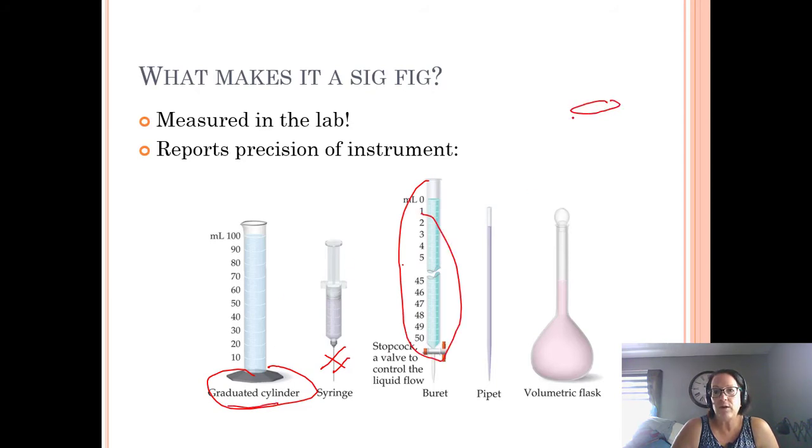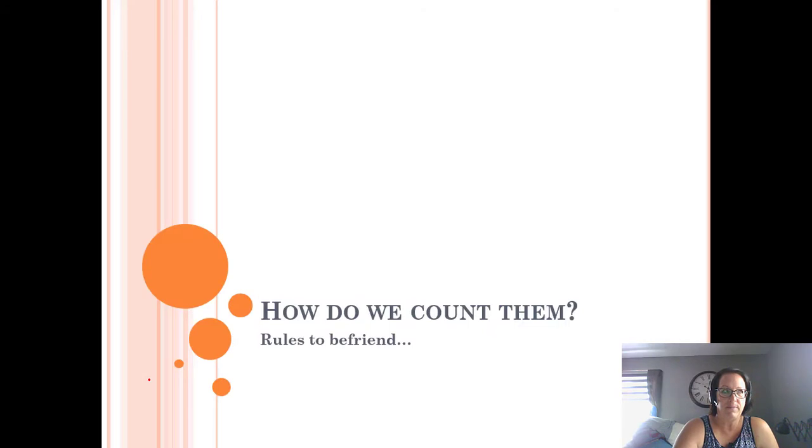You may have used a beaker before. A beaker is really not a great measuring piece of equipment. It's good for rough estimates, but not nearly as good as a graduated cylinder or a burette. And the volumetric glass you probably won't use. Pipettes we'll probably use. These are all better than a beaker. Okay, so they have different amounts of sig figs that go along with them. Okay, so here are our rules.